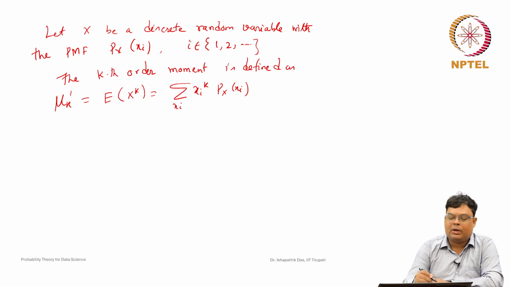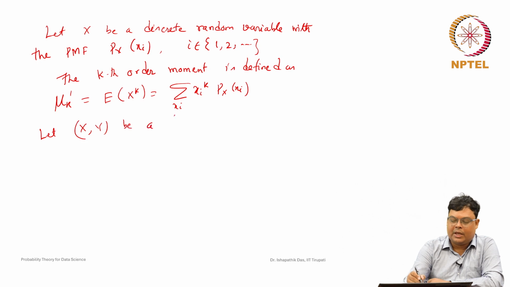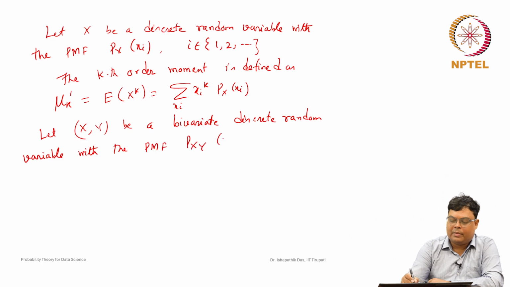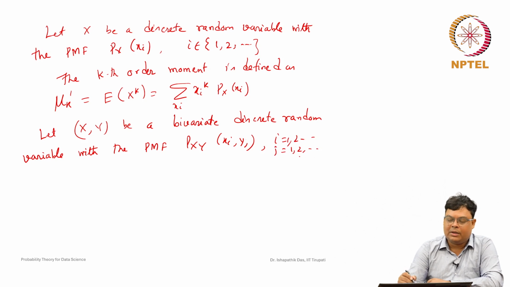Now, similarly, for bivariate random variable cases it will be defined like this. Let (X, Y) be a bivariate discrete random variable with the probability mass function P_XY(x_i, y_j), where i is 1, 2, and so on, and j also 1, 2, some values. It may be finite or it may be countably infinite.